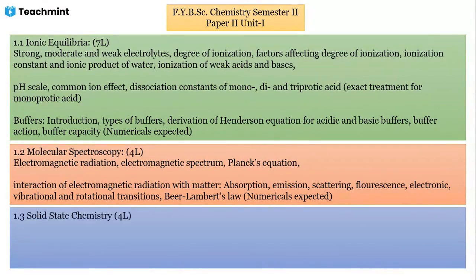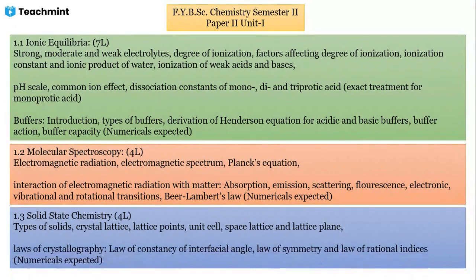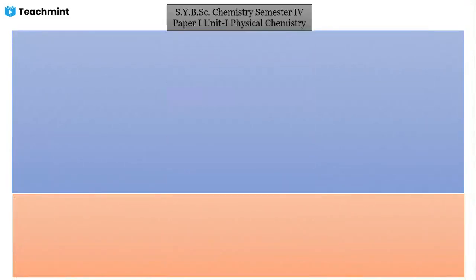interactions. And again, the small lesson is solid state chemistry. We have to talk about the types of solids. This whole part you have studied in the 12th; all that syllabus was there in the 12th. Crystal lattice, lattice points, unit cell, space lattice, lattice plane. Laws of crystallography: law of constancy of interfacial angle, law of symmetry, and law of rational indices. This we have to see.